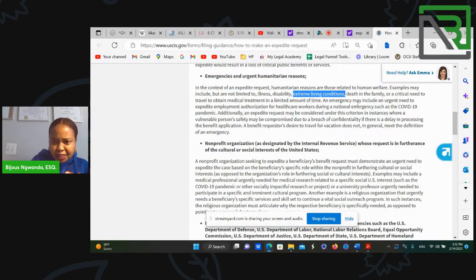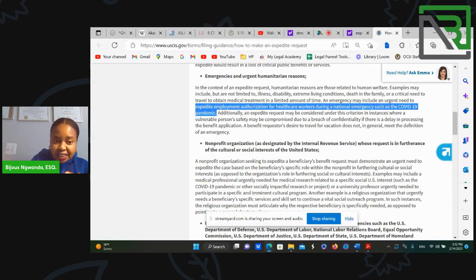They say here an emergency may include an urgent need to expedite employment authorization for healthcare workers. If you're a healthcare worker, during a national emergency such as the COVID-19 pandemic, yeah, the emergency is still on. They say they're going to lift the emergency in May. But if you work as a healthcare worker, you can try to expedite your request based on the fact that you are a healthcare professional.